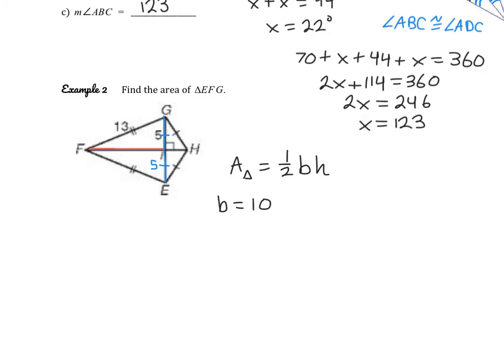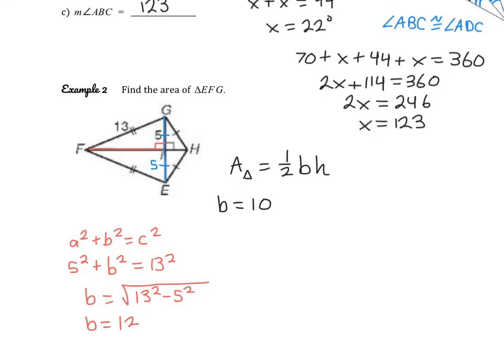Luckily, we know that the diagonals are perpendicular, so we have a 90-degree angle. And we can use the Pythagorean theorem, which is a squared plus b squared equals c squared, to help us find that leg. So here we have 5 squared plus b squared, remember the leg must be a or b, equals 13 squared. So b is going to equal the square root of 13 squared minus 5 squared. So again, I subtracted 5 squared, and then I take the square root of both sides. And here we get b equals 12. So that's going to be the height of our triangle.